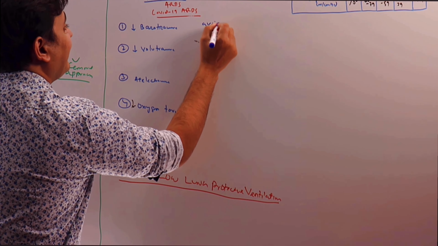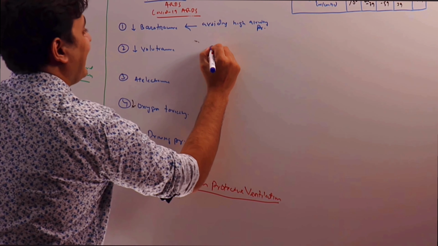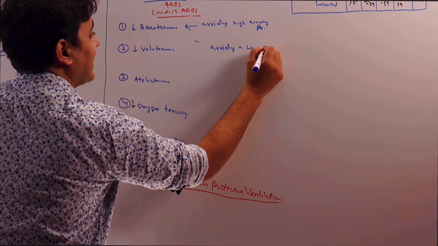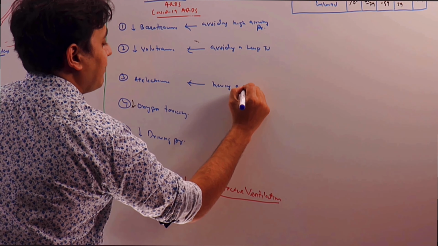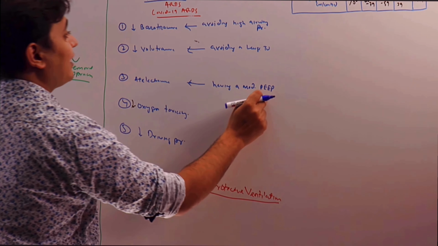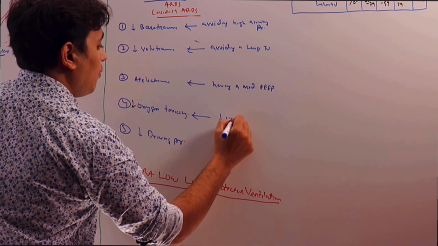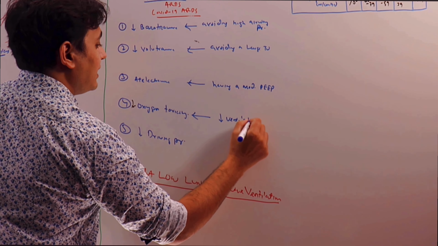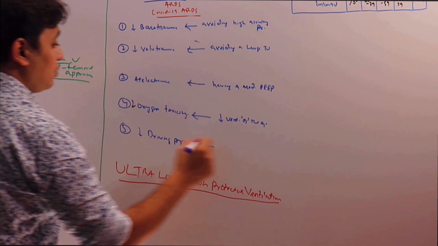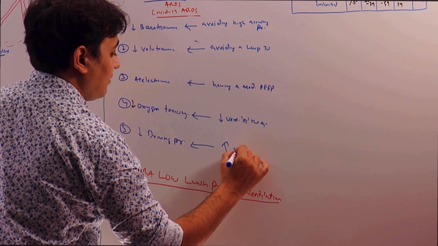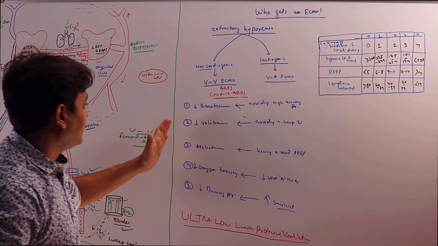By avoiding high airway pressures. How do we avoid volutrauma? By avoiding a large tidal volume. How do we prevent atelectrauma? By having a moderate PEEP without significantly increasing the airway pressure. How do we decrease the oxygen toxicity? By decreasing the ventilator oxygen requirement. And because of all this, the driving pressure will decrease, which will improve the survival of the patient. So this is how the ECMO actually helps our patient, right?